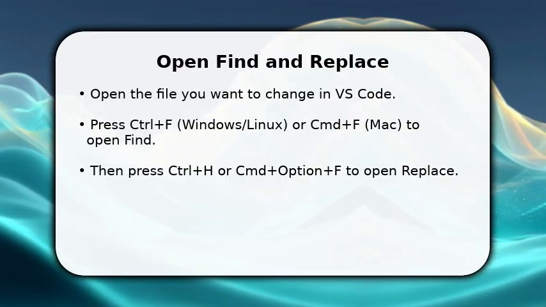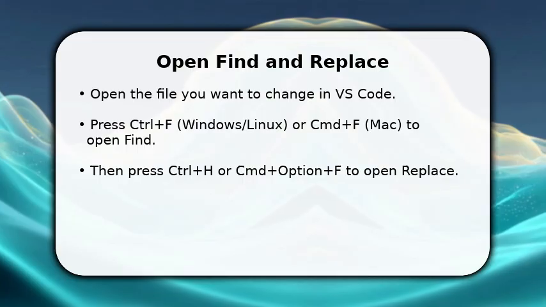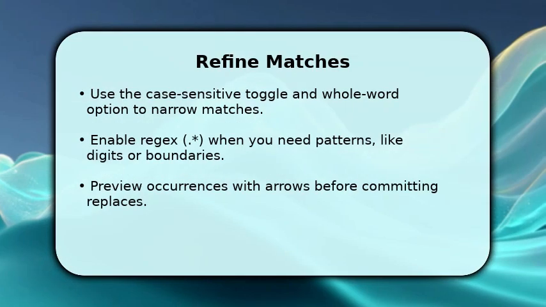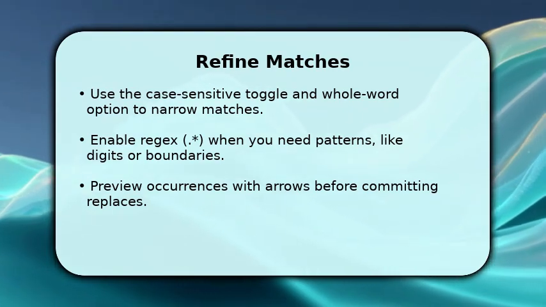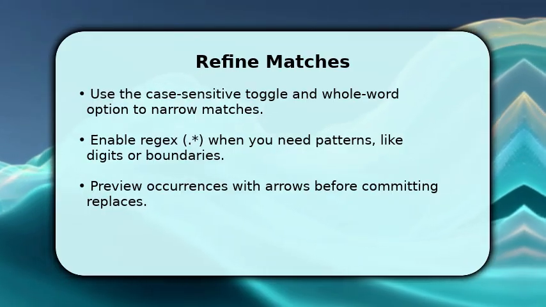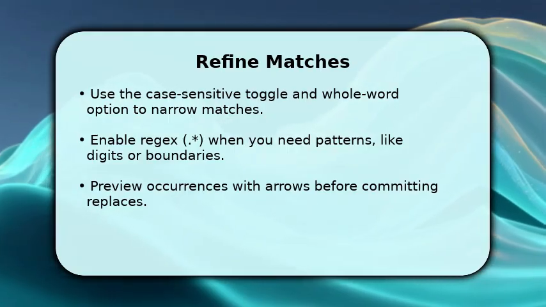Make sure you set case sensitivity or whole word if you only want exact matches, because that prevents accidental replacements later in the file. Now refine how VS Code matches text so you replace correctly. Toggle case sensitivity or whole word to avoid partial hits. Use the regex option for patterns like \b or digit groups.